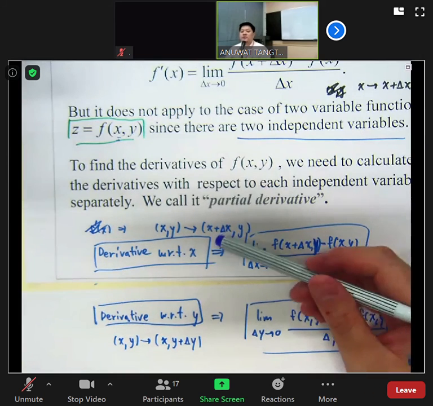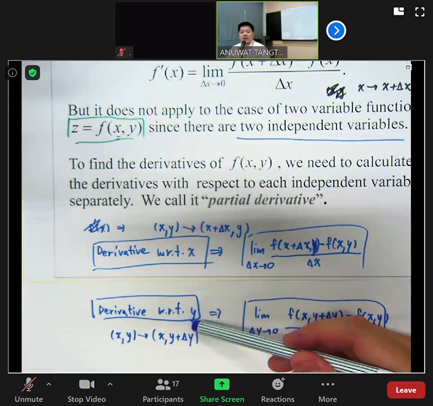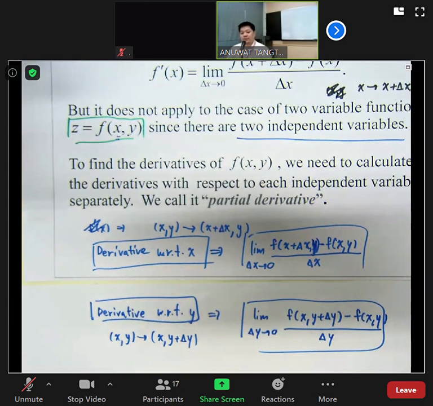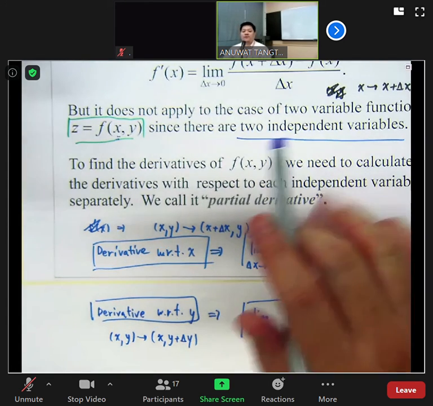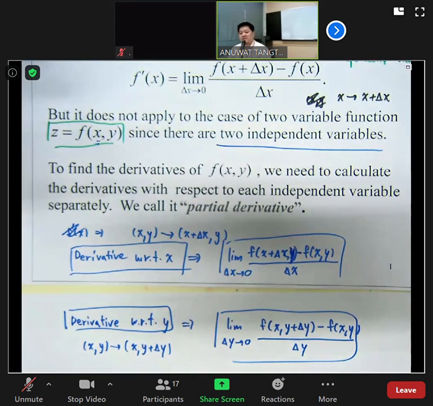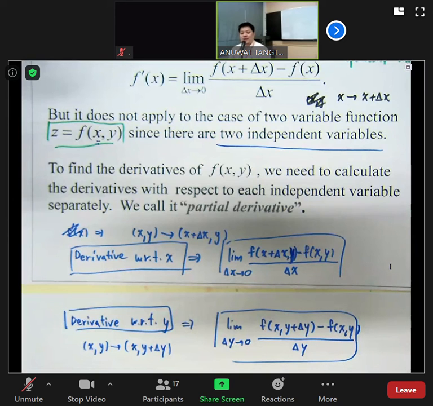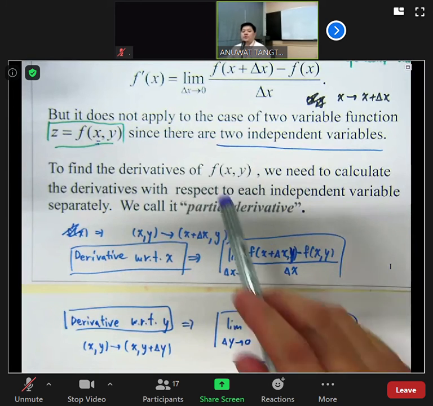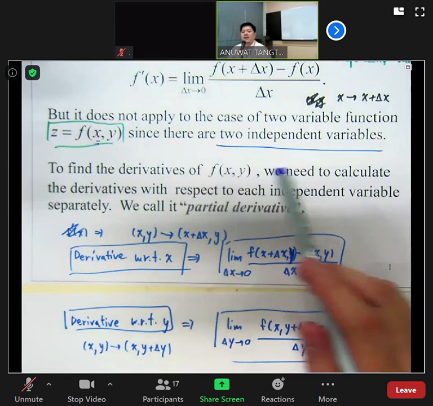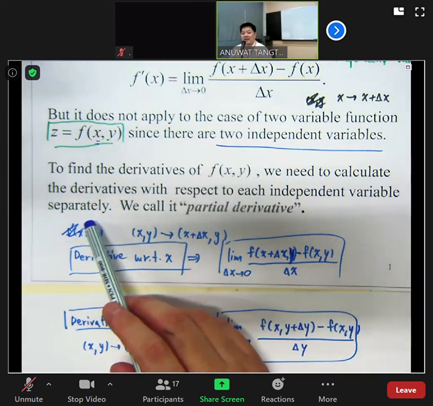We just want to see the effect of change of x to the function, or we want to see the effect of change of y to the function. Okay? So in other words, for the case of two variable functions, there are two types of derivative. The derivative with respect to each independent variable is defined differently. To find the derivative of f(x,y), we need to calculate the derivative with respect to each independent variable separately.